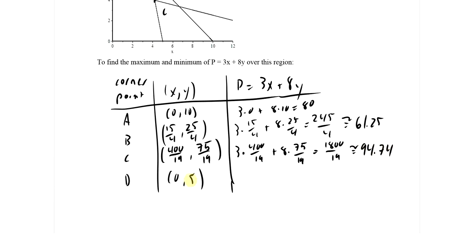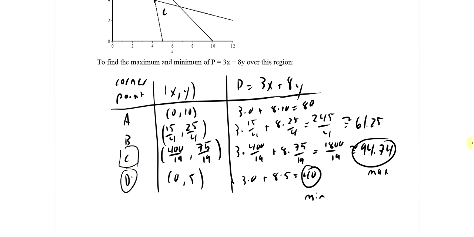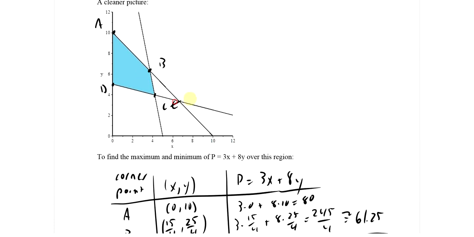And then finally, if you plug in D, x equals 0, y equals 5, 3 times 0 plus 8 times 5, that's 40. Great. So all we did was figure out what the coordinates of the corner points were, plug them in here, and see what P was. And this is the biggest one. That's our maximum. So the maximum occurs at vertex C. Where's our minimum? That's there. That's our minimum. And that occurs at D. Great.